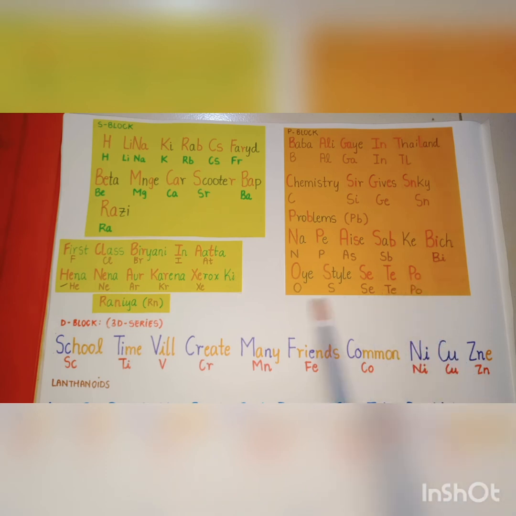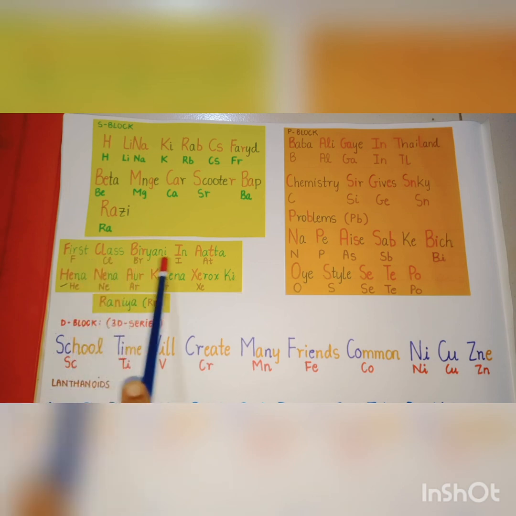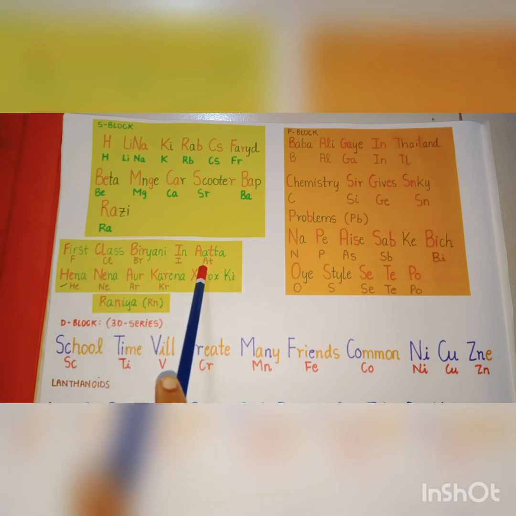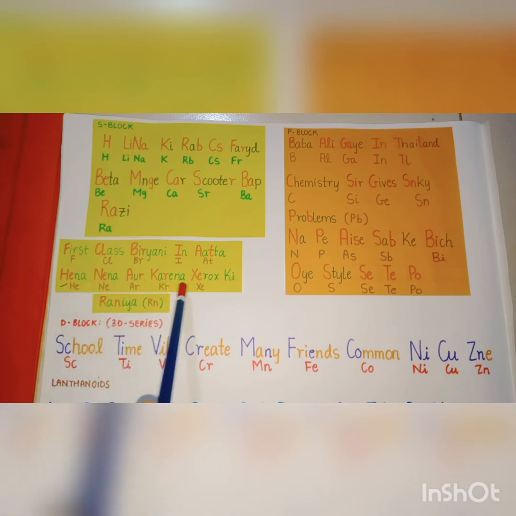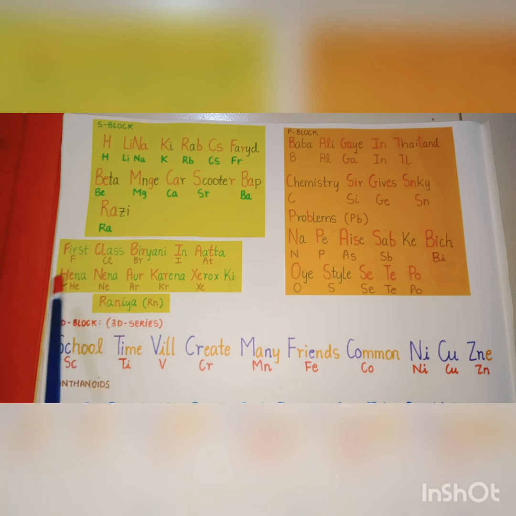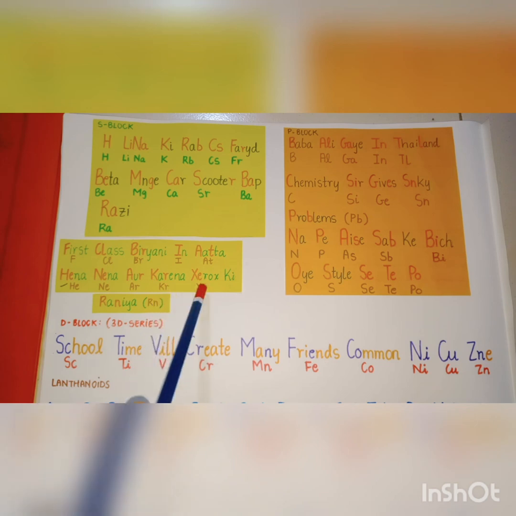Moving to the group 17, which is also known as halogens, we had first class biryani in atta, which means fluorine, chlorine, bromine, iodine, and astatine. Moving to the last group of P block, which was the zero group, also called group 18, we had Hina Nina or Carina Xerox Kirania, which means helium, neon, argon, krypton, xenon, and radon.